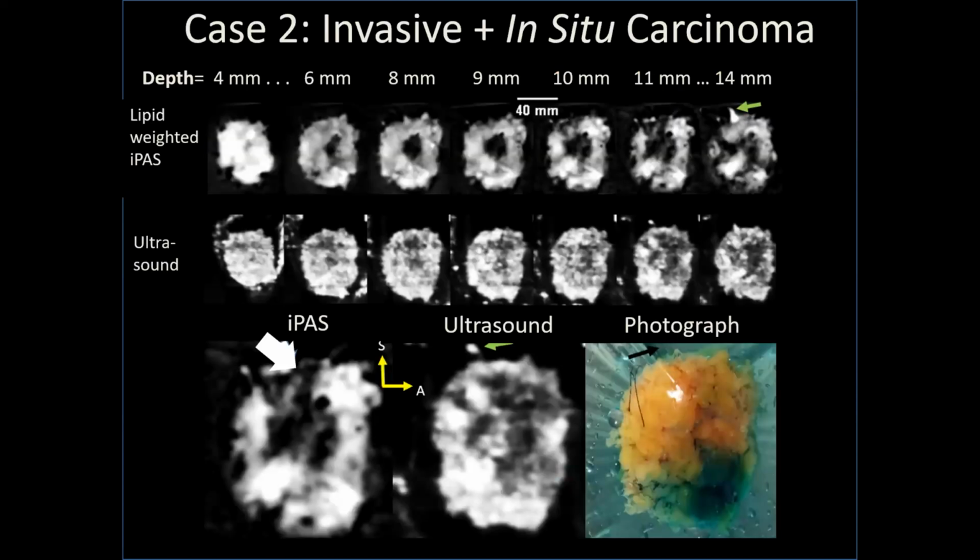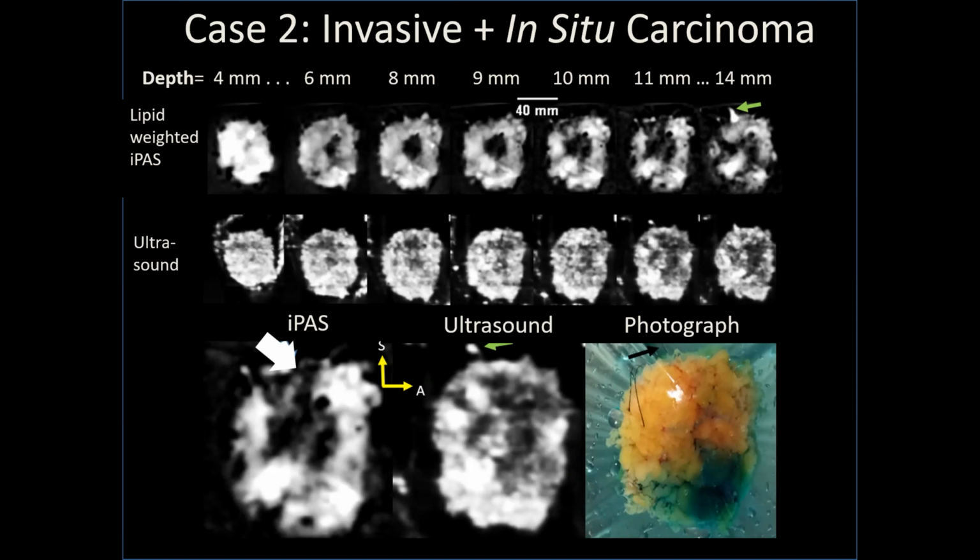So moving on to another case, this was an invasive tumor combined with an in situ carcinoma. In this case, the patient was also diagnosed with a stereotactic biopsy. What can be appreciated here, as you go through the top stack of images provided by the lipid-weighted photoacoustic system, is that as you trace the centrally located, hypointense tumor mass, starting at slice 6 millimeter depth, towards a depth of around 11 millimeters, you note that it breaks through to the margin.